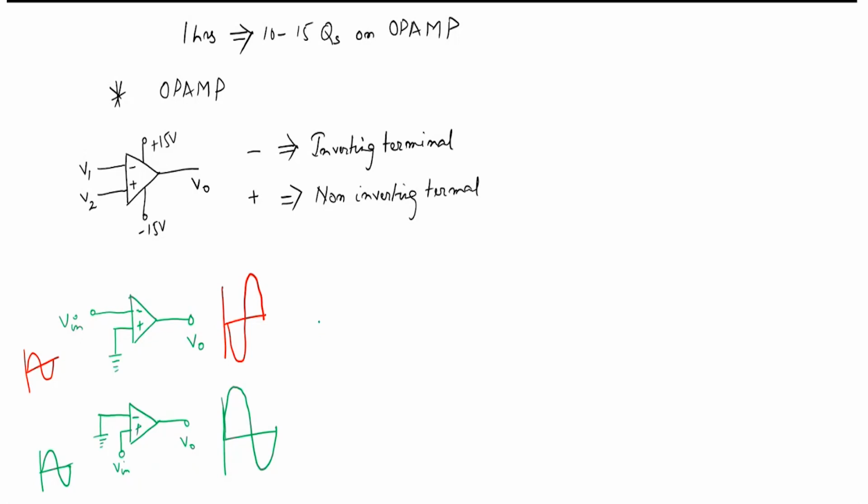Now this is the interesting part, because some of the numericals in GATE and NET use this basic characteristic and twist the question so that students make mistakes. But you will not be getting an output like this, because the voltage gain of the amplifier is of the order of 10 to the power 5. Can you understand this? This is the voltage gain.